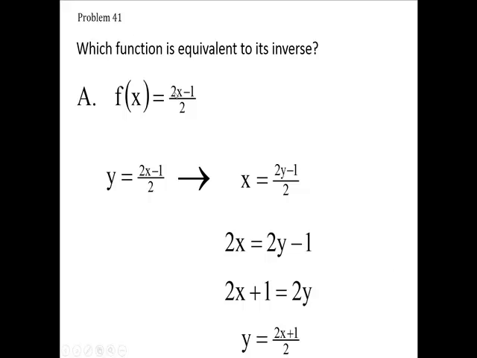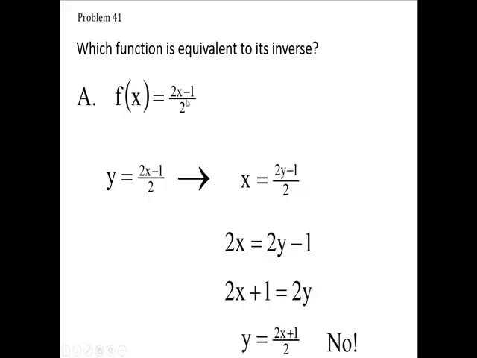Well, that's not equivalent to this. You have a minus 1 on this, you have a plus 1 on this. So at the end of all this, I want to come up with what I started with. The inverse will be equivalent to the original function. They're not. So throw out answer A.